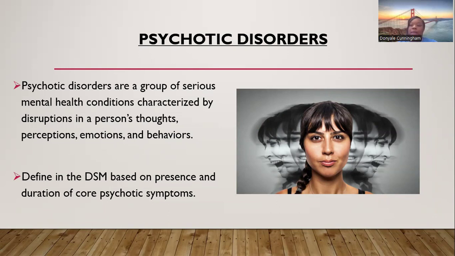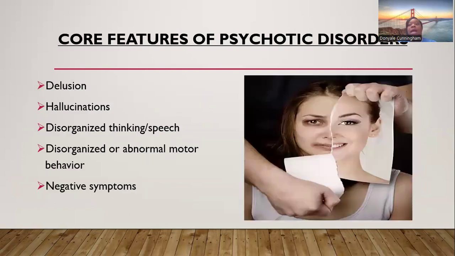Now, these disorders are defined in the DSM-5 based on the presence and duration of core psychotic symptoms such as delusions, hallucinations, disorganized thinking, and abnormal behavior. And so some core features of psychotic disorders are delusions. These are false beliefs that are firmly held despite clear evidence to the contrary, like believing one is being followed, has special powers, or is being controlled by outside forces.